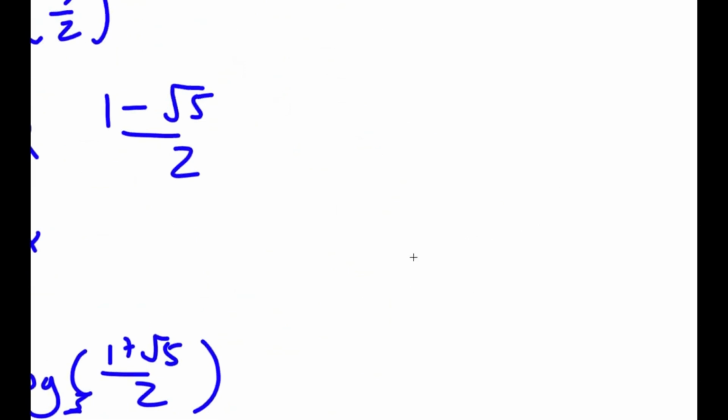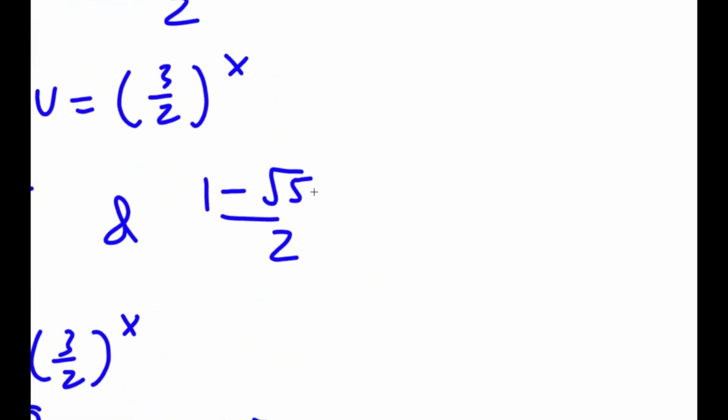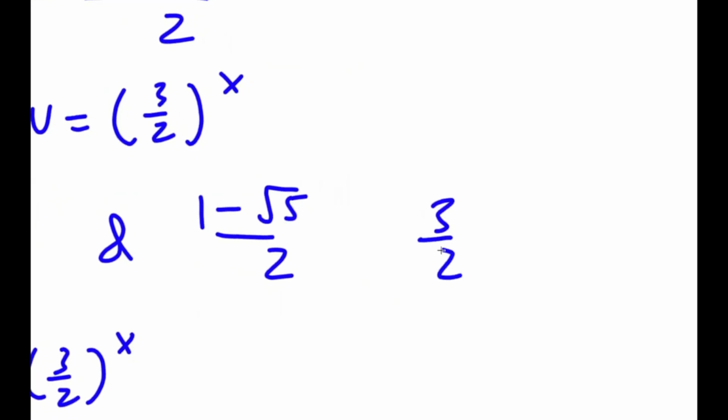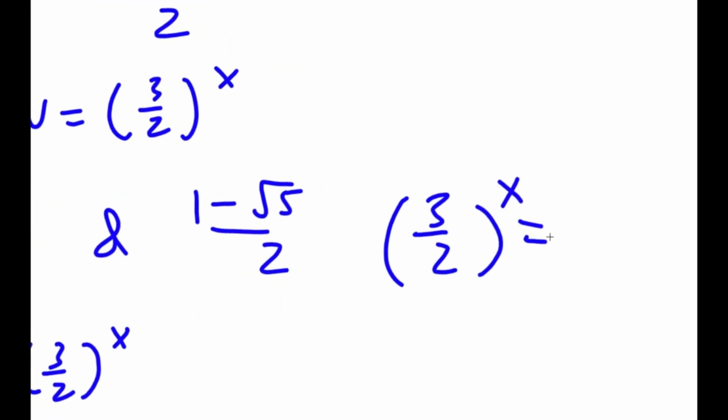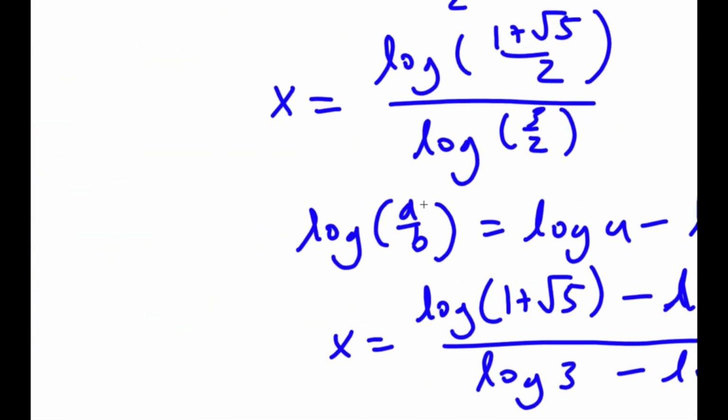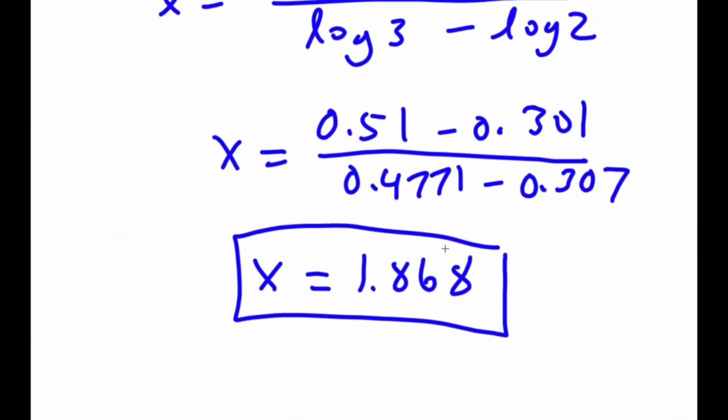Now we have to take a look at our second equation, which is (1 − √5)/2. Now if (3/2)^x is equal to (1 − √5)/2, well, this is actually not possible because 1 minus square root of 5 is going to be a negative number, and you can't take the power of a positive number and make it a negative number. So this has no solution, and our only solution is x equals 1.868.